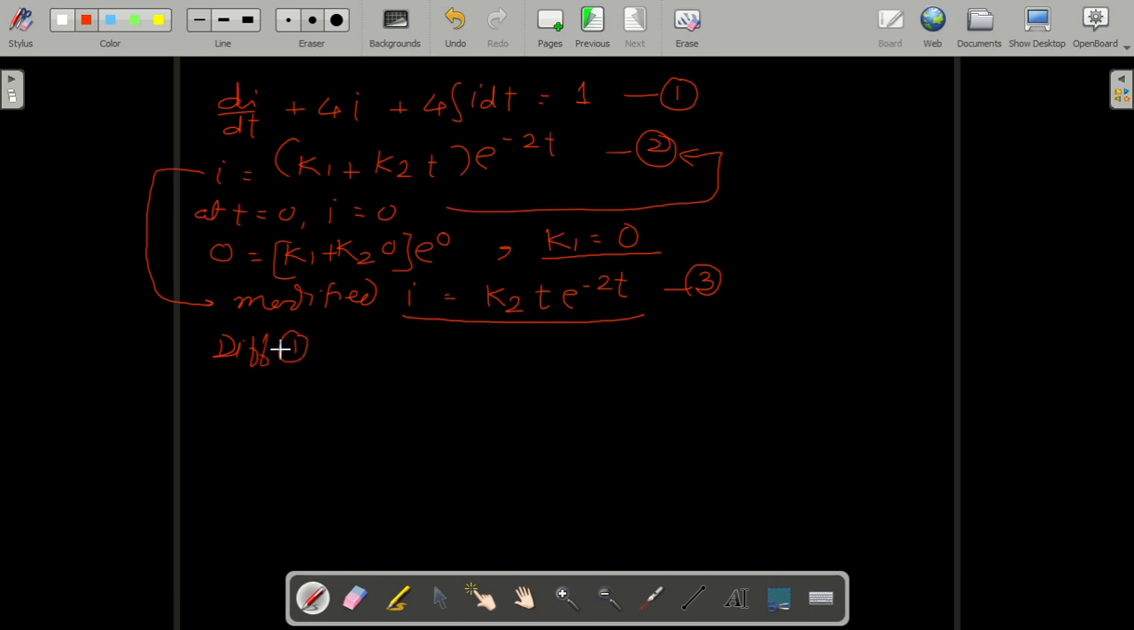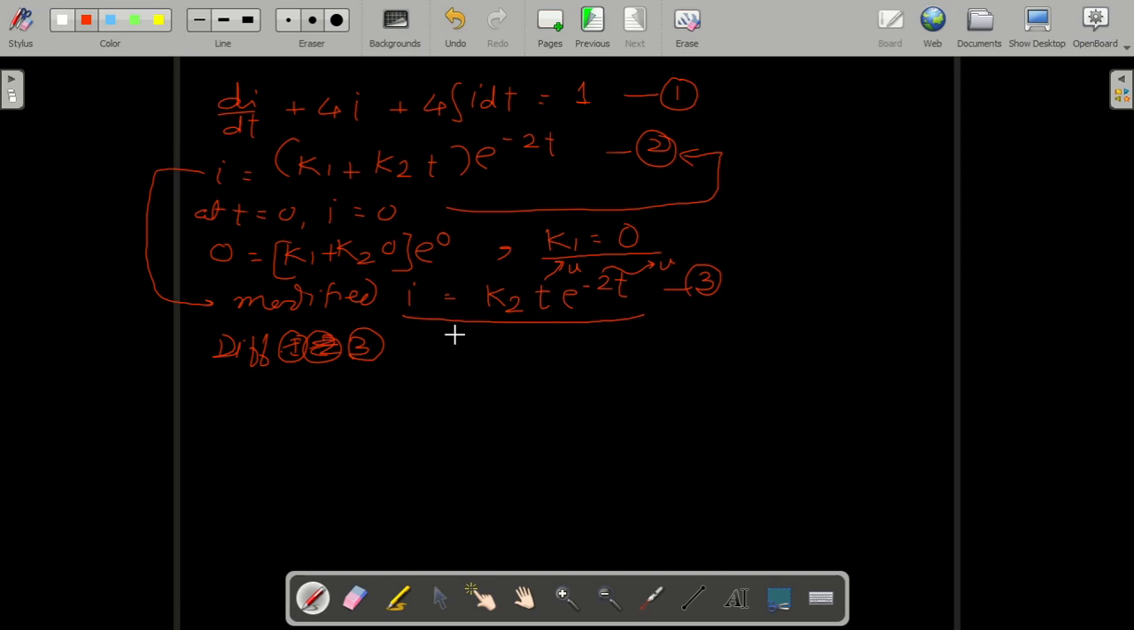Differentiate 1. Not differentiate 1, sorry. Differentiate 2. Not 2, 3, because there is no need for it, it only has... Differentiate 3. Right? This is U, this is V. It is the differentiation of U by V. Differentiate 3.